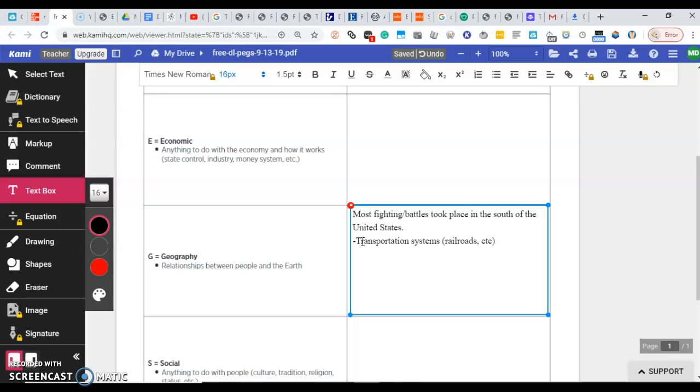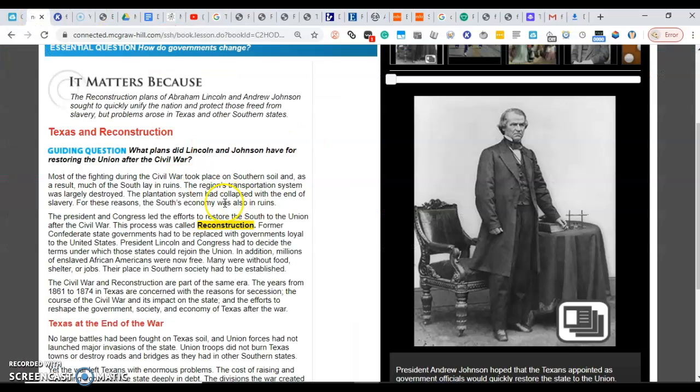And at that time, they probably would have had some very basic subways or trolleys. So think about like what you might see as public transportation, like buses and stuff, but as a trolley. So transportation systems were destroyed. Again, that's geography because people have built those on the earth. They have changed the earth by building those, and that's a basic idea of geography. Alright, so the region's transportation system was largely destroyed. The plantation system had collapsed with the end of slavery.